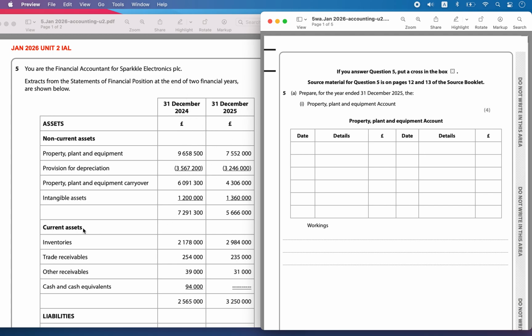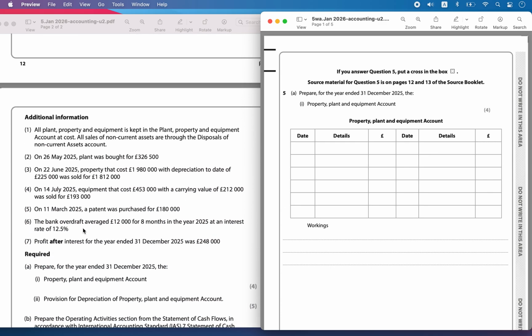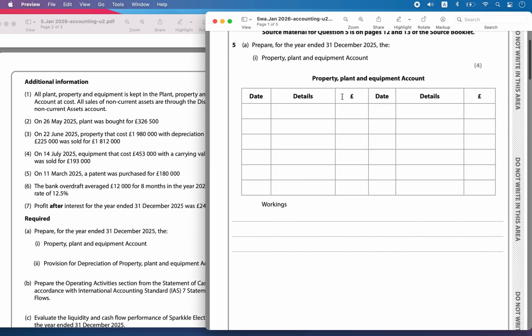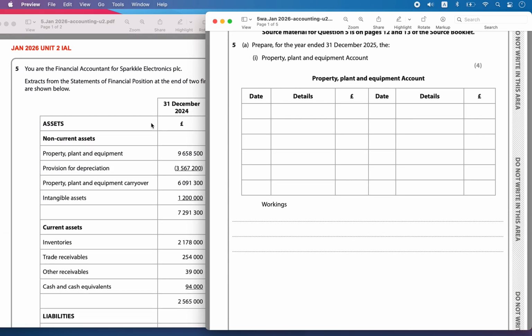Here, for 2024 and 2025, the statement of financial position is given, but they have also given some additional information which we have to include. Now part A of the question says: prepare, for the year ended 31st December 2025, the property, plant and equipment account, called the PPE account. What is a property, plant and equipment account? So we have to prepare that.